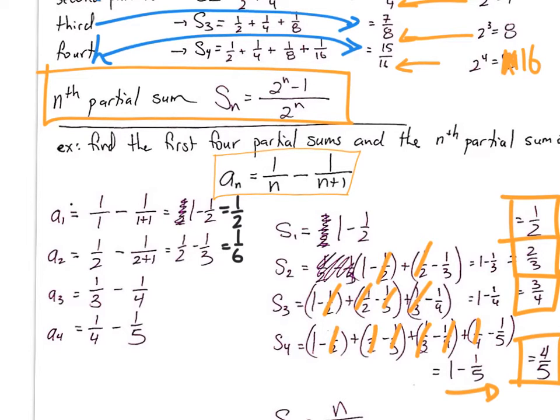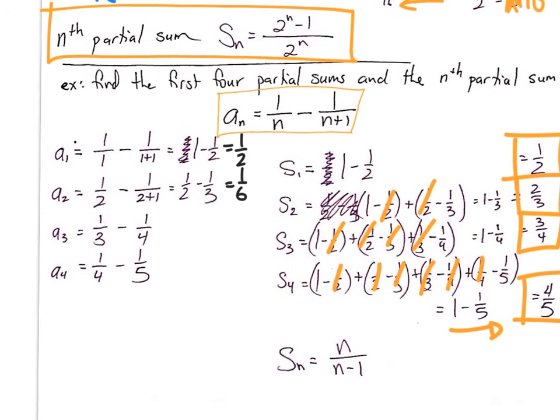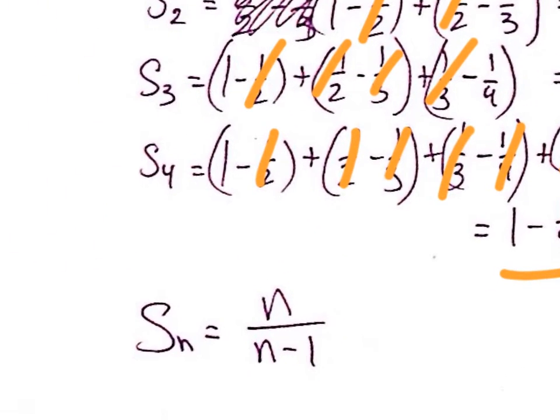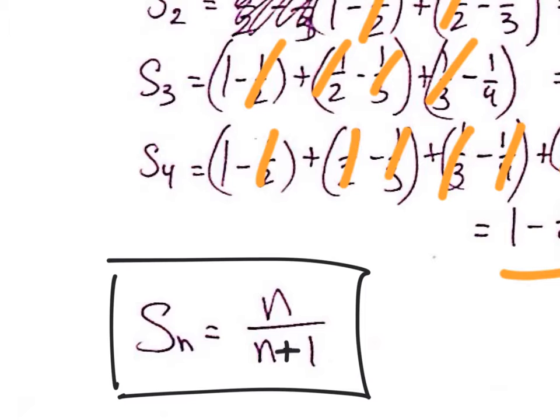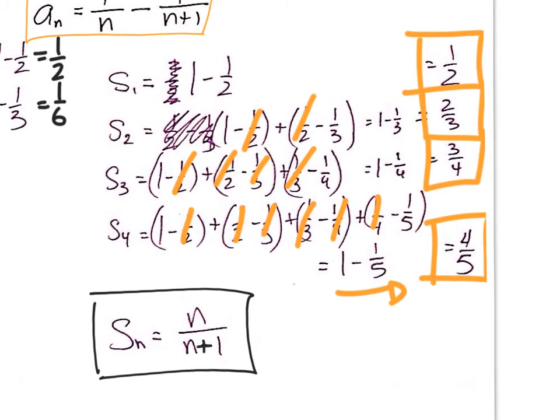I wish I could talk faster. So if we write it this way, S sub n, meaning the nth partial sum, is going to be n over n plus 1. And that totally agrees with all of this. So we'd have 1 over 1 plus 1, 2 over 2 plus 1, 3 over 3 plus 1, 4 over 4 plus 1 as the sum of all those terms added together. So your teacher says, what's the sum of the first 1,000 terms?